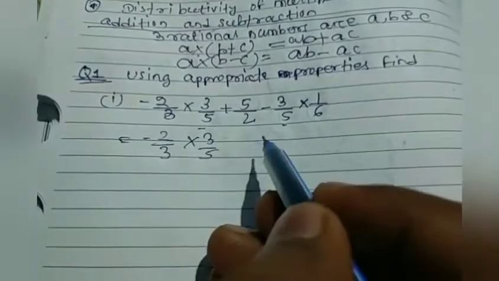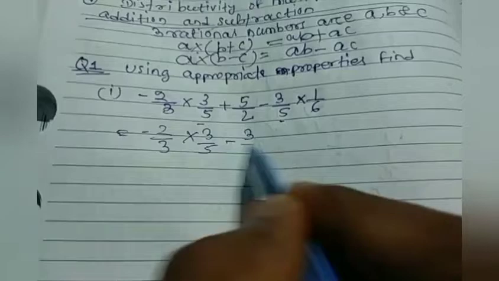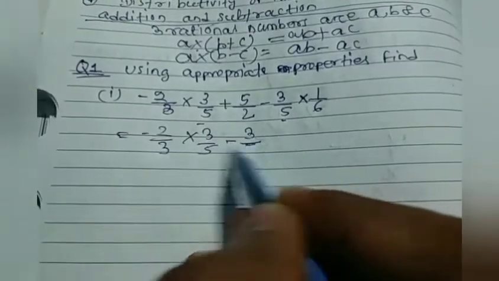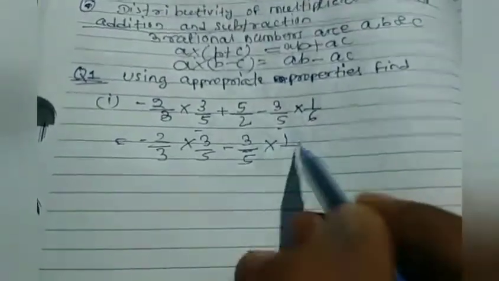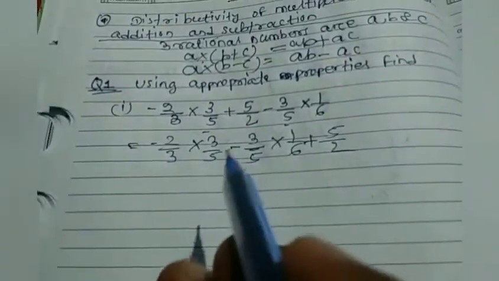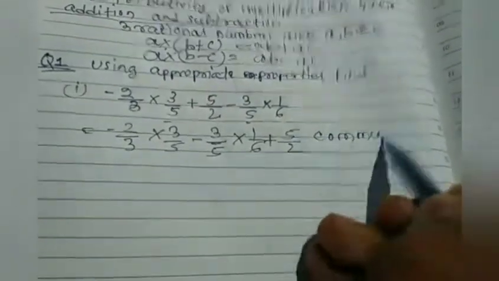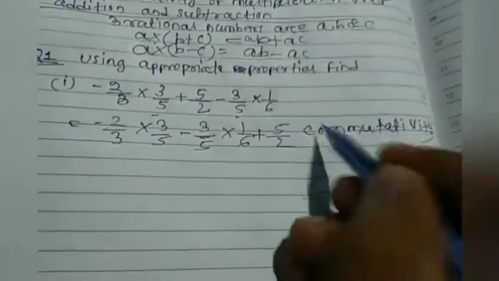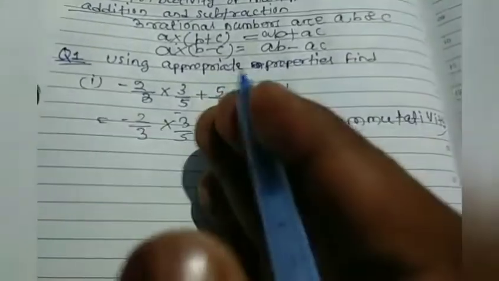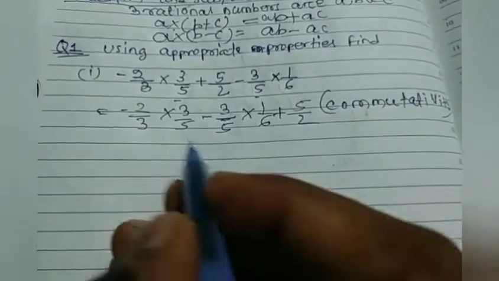So we can take this multiplication nearer to the first multiplication, which contains 3 by 5: 3 by 5 into 1 by 6. Then the remaining rational number is 5 by 2. This property is known as commutativity. When we change the place of a rational number, it is known as commutativity.